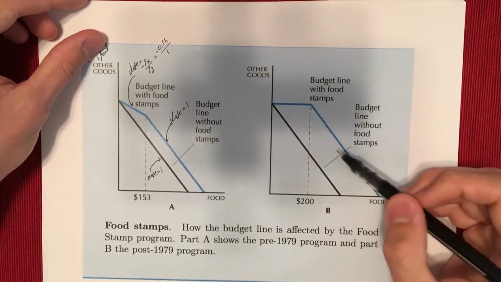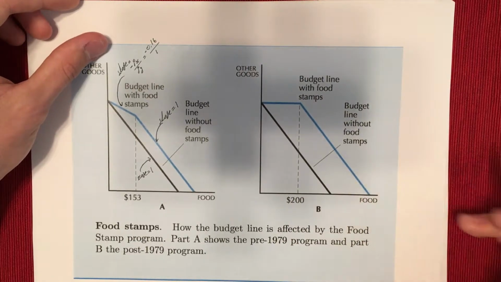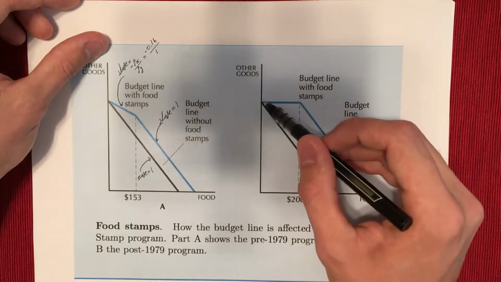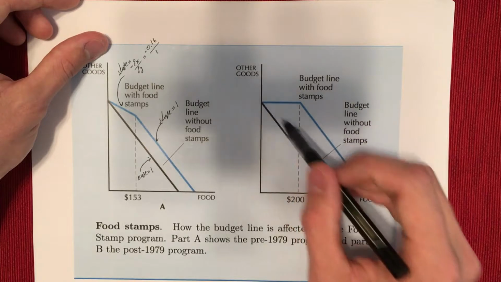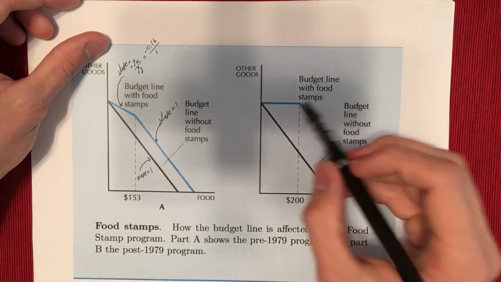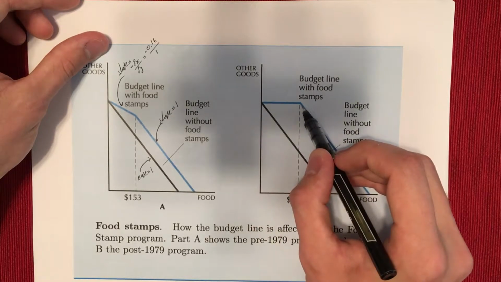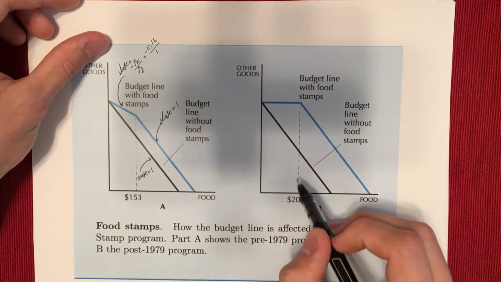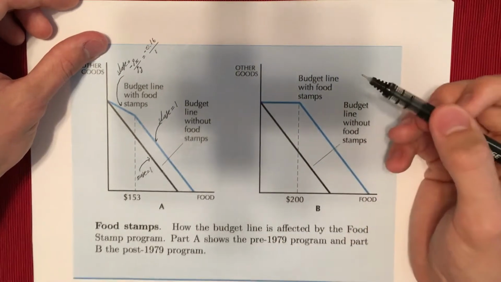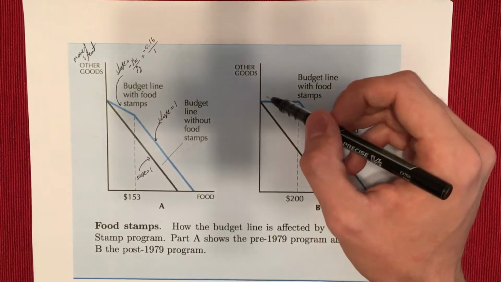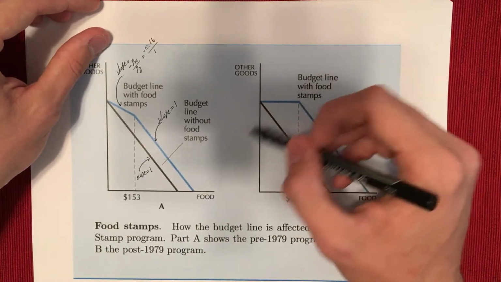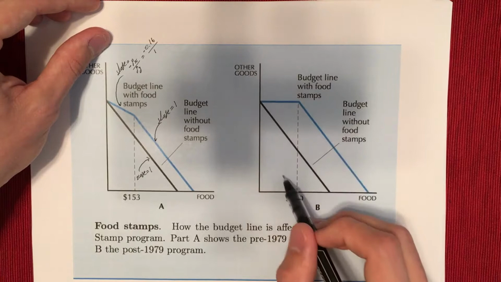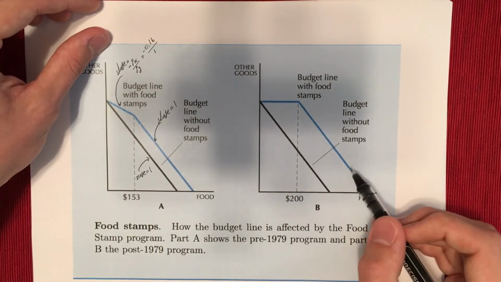Now, for the post-1979 program, things are a bit more simple. Looking again, this black line is exactly the same as this black line here. A simple line with a slope of 1 connecting our y and x intercept. However, if you are enrolled in the program, you see this flat line here. This flat line occurs because we are given $200 a month to buy food simply if we are enrolled in the program. There's no amount of money that I need to give up, therefore there is no change in my y-intercept. Sorry, not the y-intercept, there's no change up to $200 in the amount of money I can spend on other goods if I'm spending these $200 on food, because these $200 are given to me.